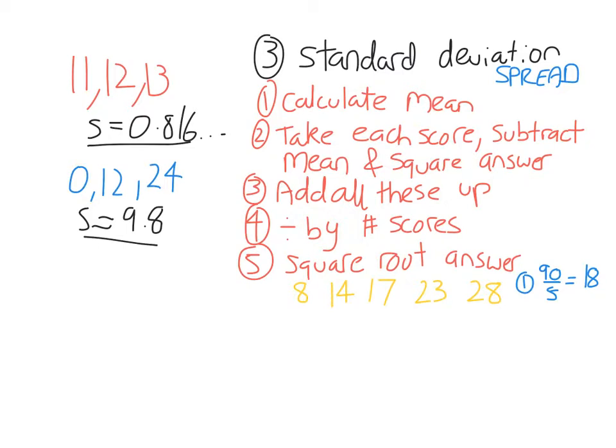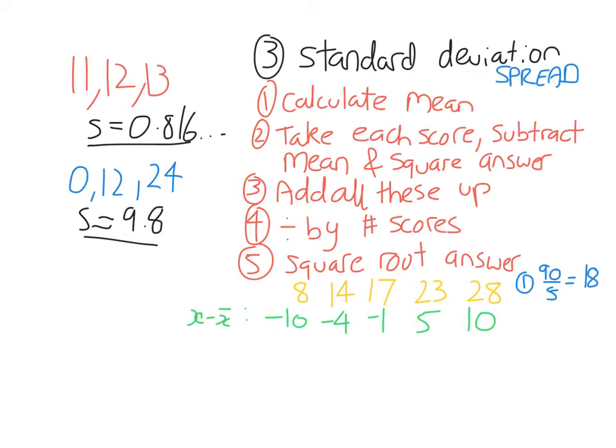The second step, we take each score, subtract the mean. And then we're going to square our answer. So 8 minus 18 gives us minus 10. So this row here is going to be the score minus the mean. X bar means the mean. So then 14 minus 18, 17 minus 18, and so on.